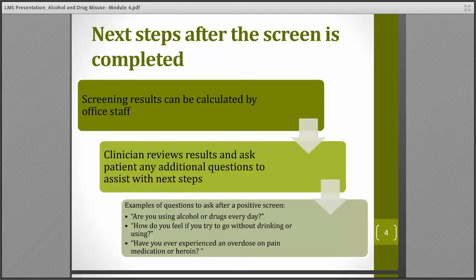We'll talk more about when to make a referral and treatments available for alcohol or drug use disorders in Module 5.